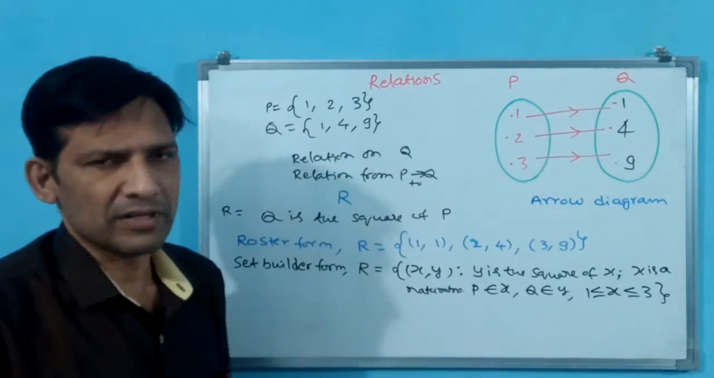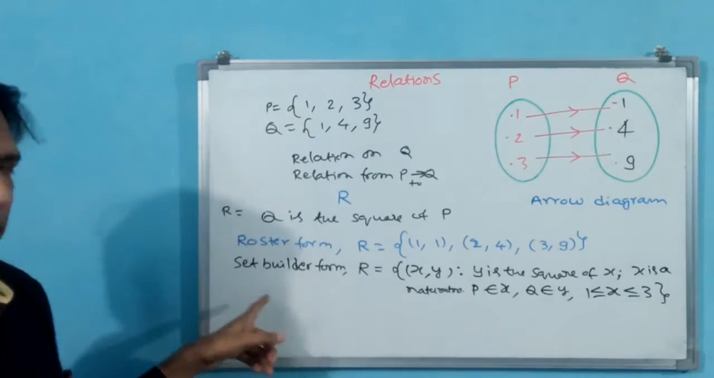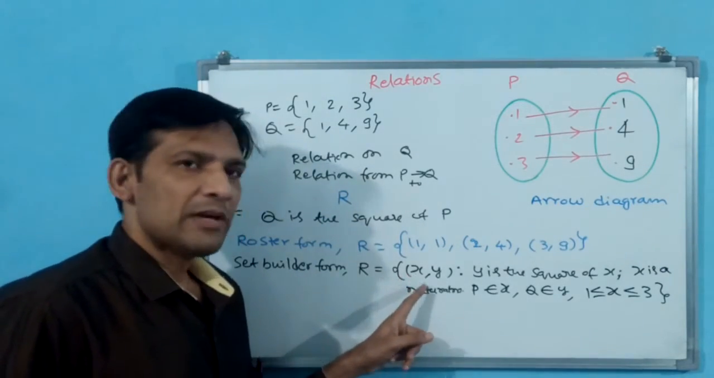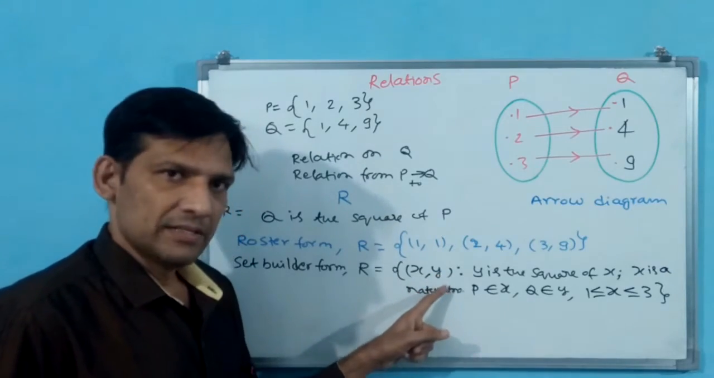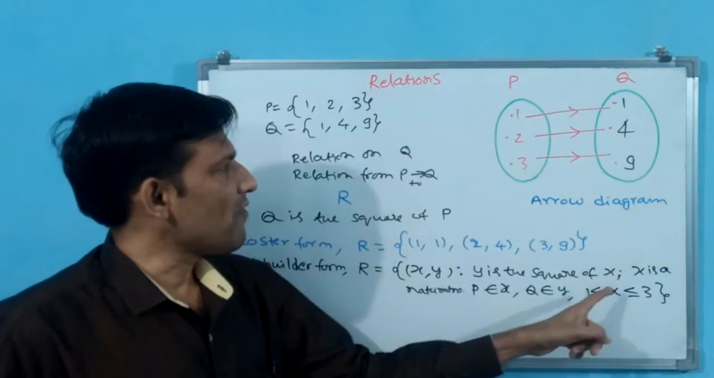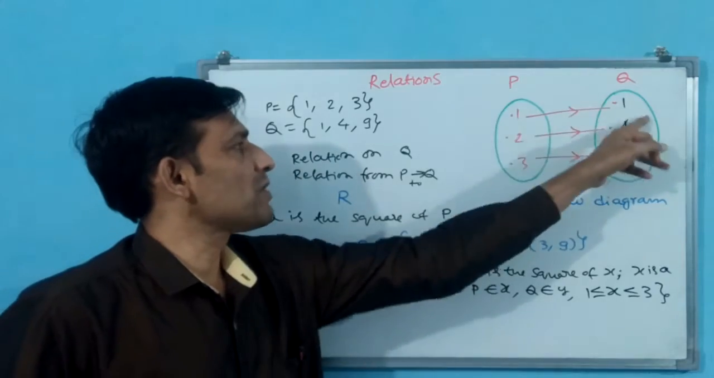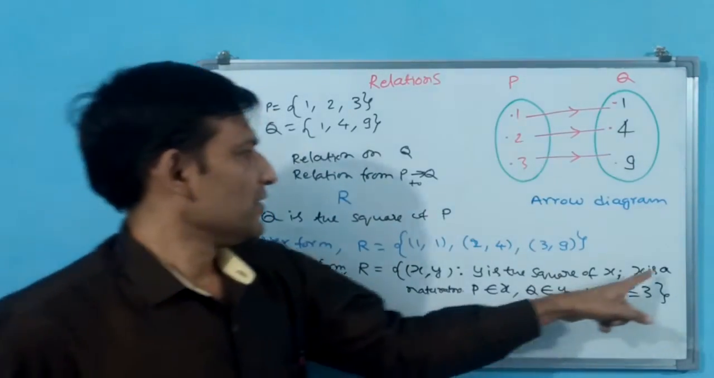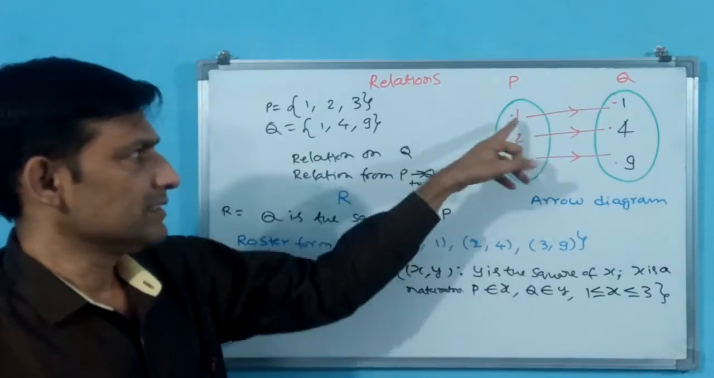Here ordered pairs will come. In set builder form, once again we see relation R is equal to the set of all (x, y) such that y is the square of x. Y is the square of x: 1 square, 2 square, 3 square. X is a natural number.